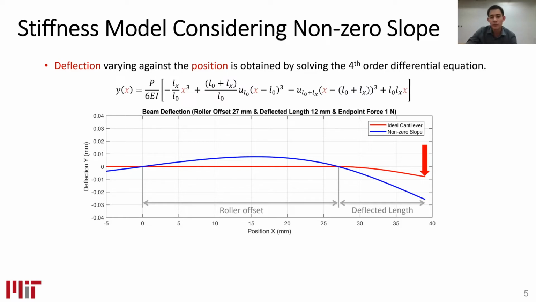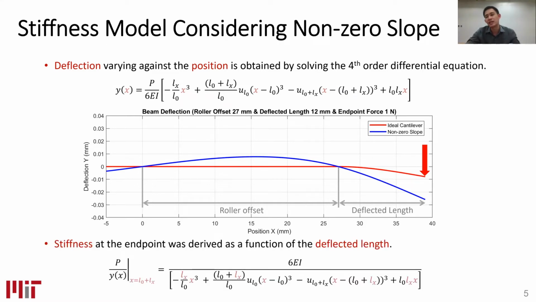But for our proposed model, we allow a non-zero slope at the contact point between the rollers and the spring. So here, we can see that maybe the real stiffness of the spring may be lower than the theoretical stiffness obtained by the ideal cantilever support.